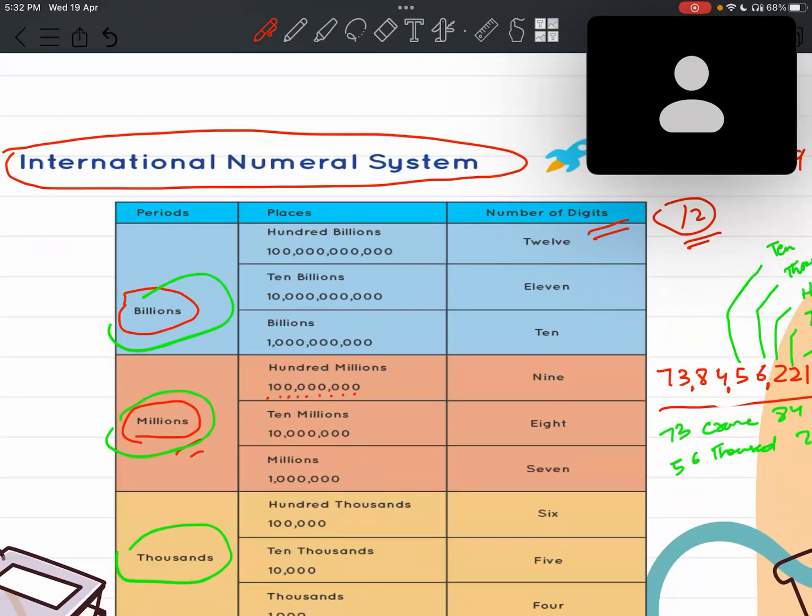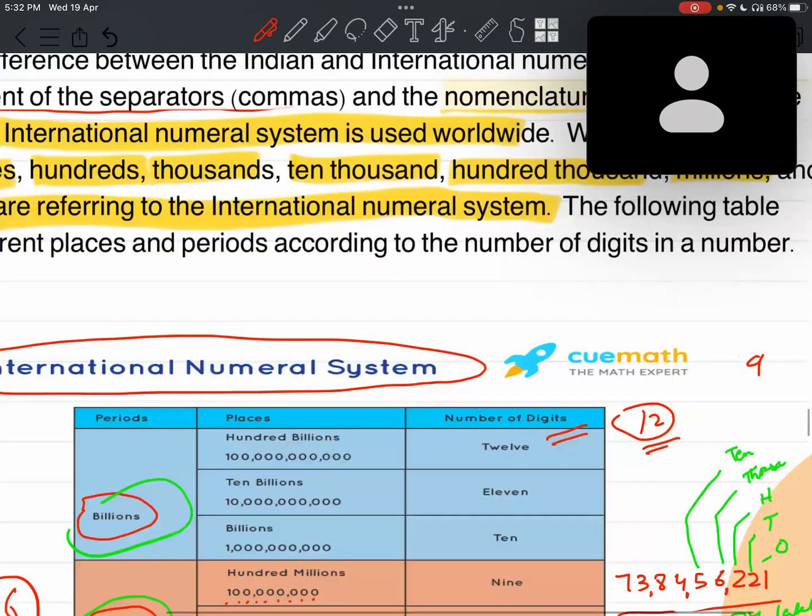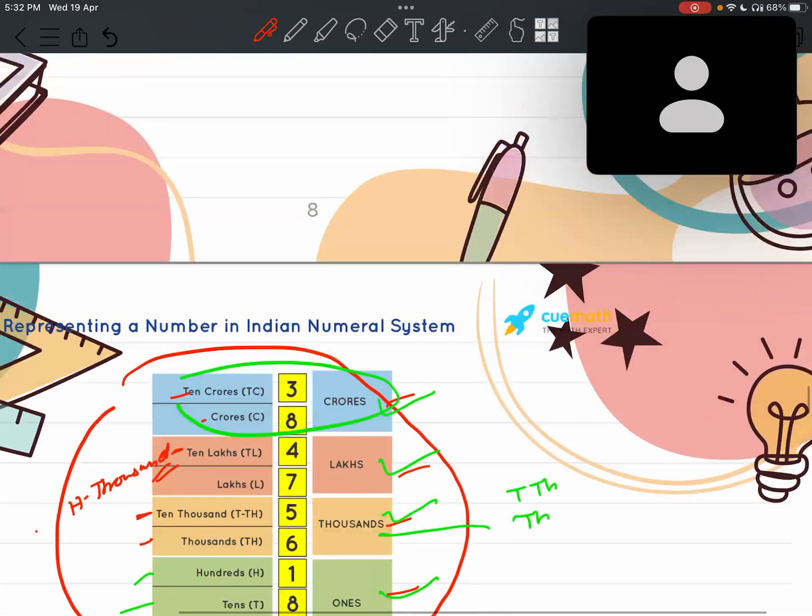in this you will see this million has got how many zeros? Count the number of zeros here. Sir, can you repeat? Count the number of zeros here in this million. Yeah, 6. There's six. Okay. Six.